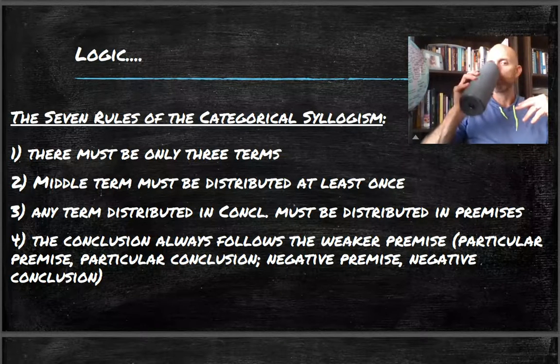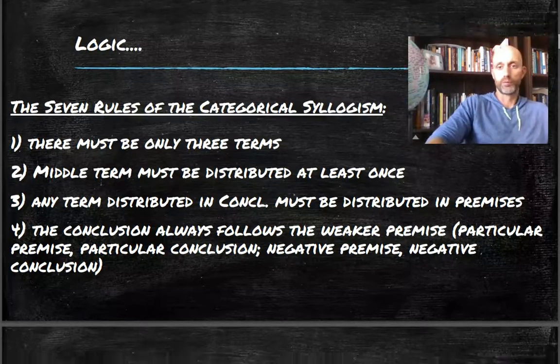So 5, no conclusion follows from two negative premises. That's just to say nothing comes from two negative statements.